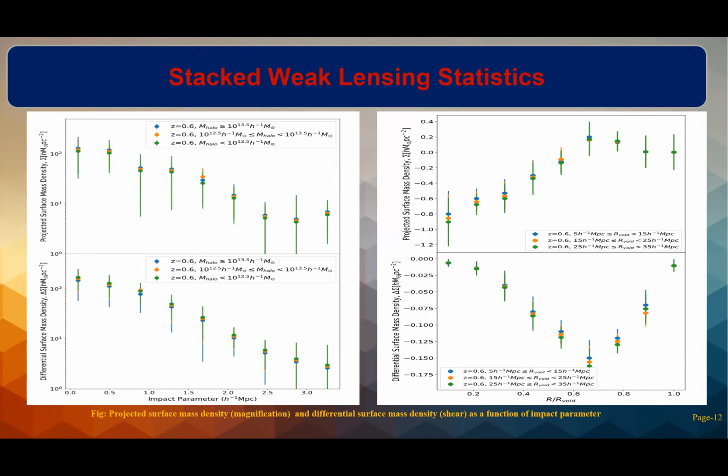Now let's discuss some results of our stacked weak lensing statistics. To compute the weak lensing statistics by stacking cosmic voids and halos, at first we ran 21 gevolution simulations for different initial conditions. That can be done by changing the seeds, but we have considered the identical cosmological parameters.